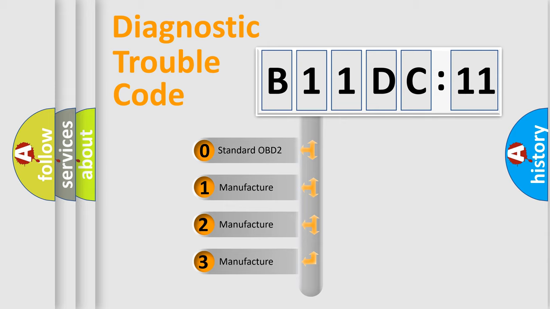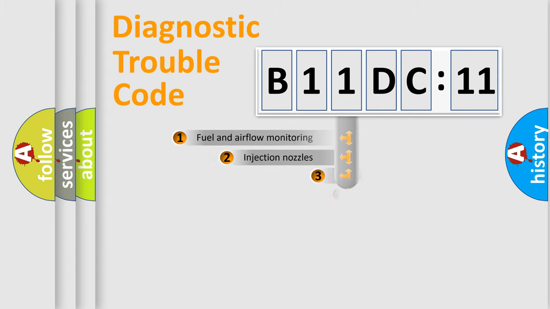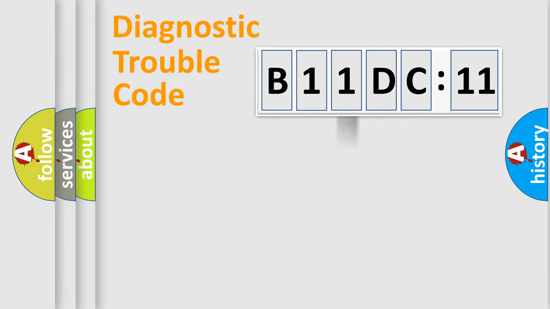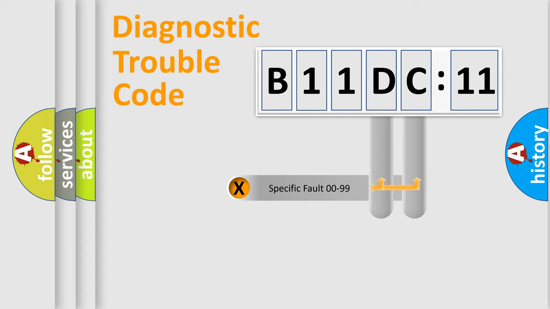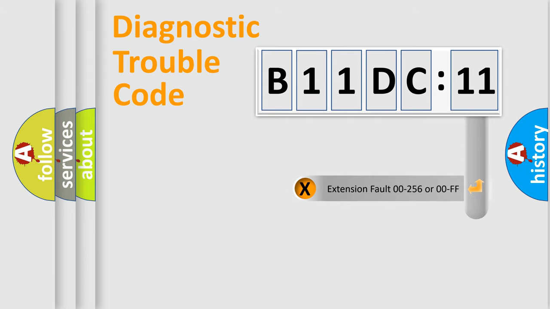If the second character is expressed as zero, it is a standardized error. In the case of numbers 1, 2, 3, it is a more prestigious expression of the car-specific error. The third character specifies a subset of errors. The distribution shown is valid only for the standardized DTC code. Only the last two characters define the specific fault of the group. The add-on to the error code serves to specify the status in more detail.